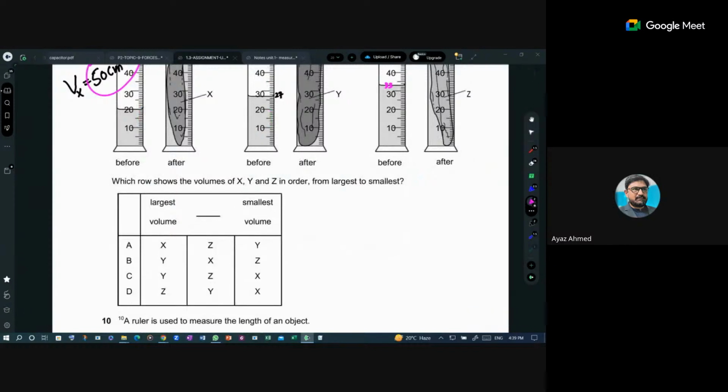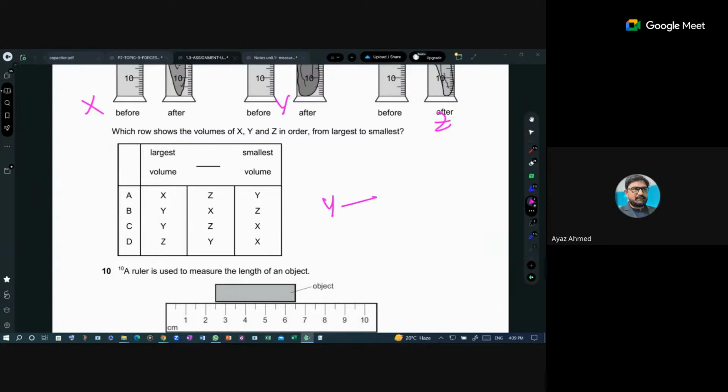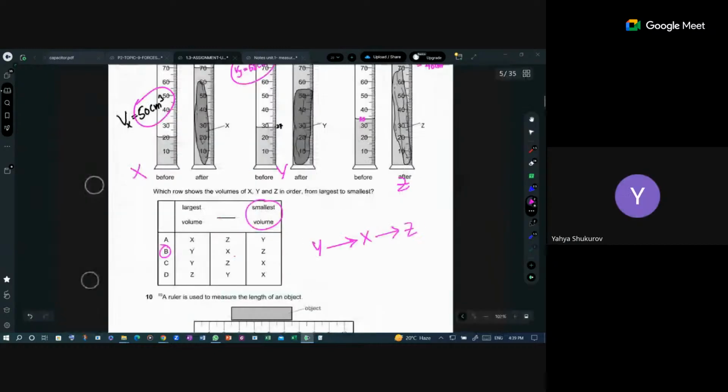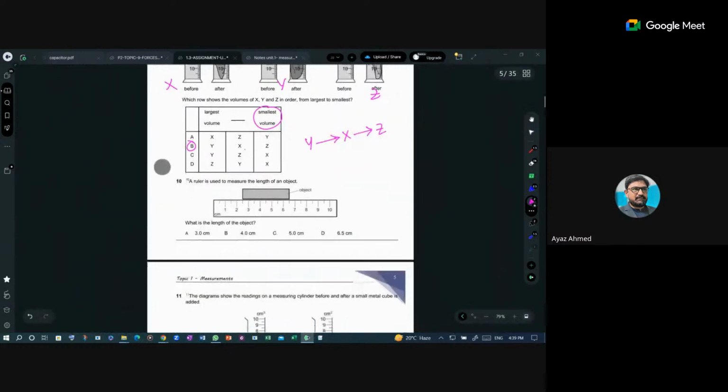Which row of the volumes of X, Y, and Z is in order from largest to smallest? So it's very simple now. 51, it means Y, then X, and then Z. Is it? Yes, sir. So smallest volume is of Z. So YXZ. Option B must be correct. Right? Yes, sir. It seems to be horrible, but it's not. It's a cute question.